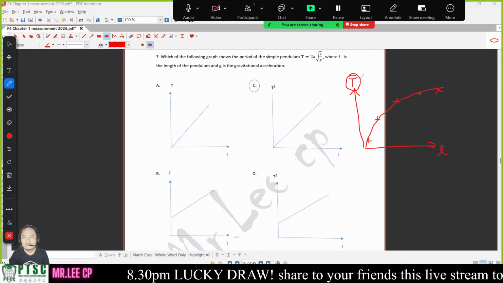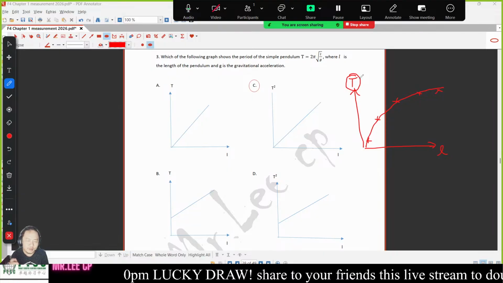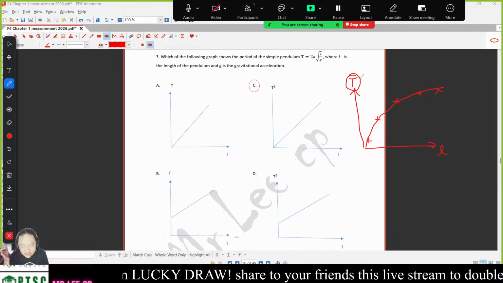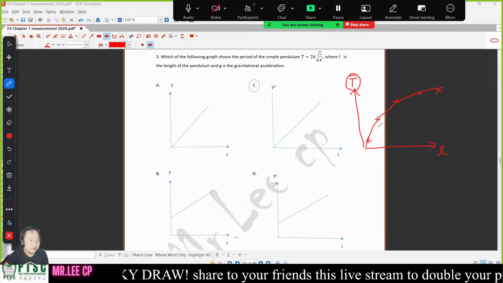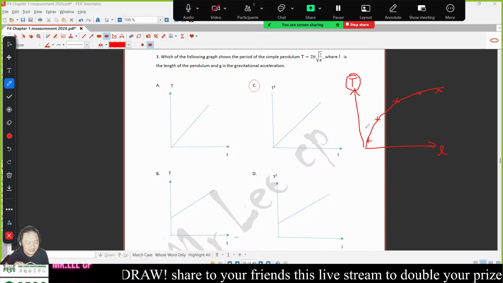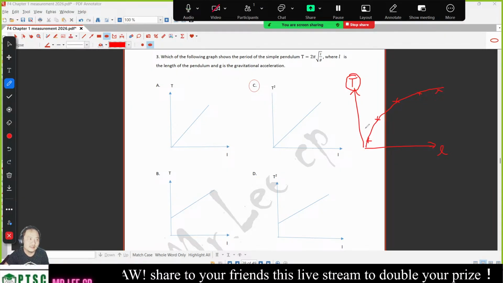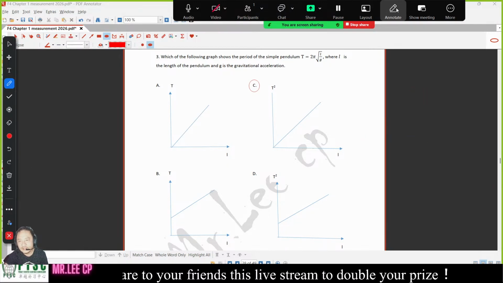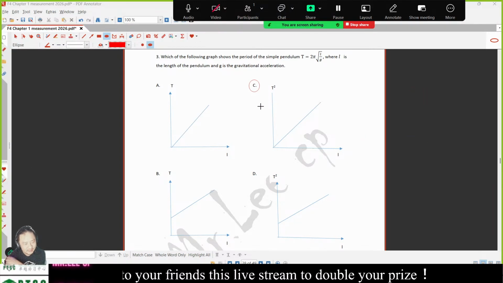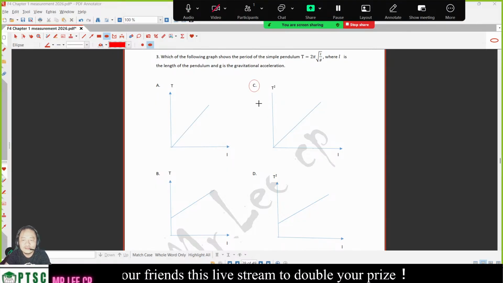But you cannot calculate the gradient. The problem is in this question, they cannot ask you the gradient, because the gradient will be different at a different point. So yes, it can ask, but it is not so good to ask, because with T squared they can ask you the gradient.